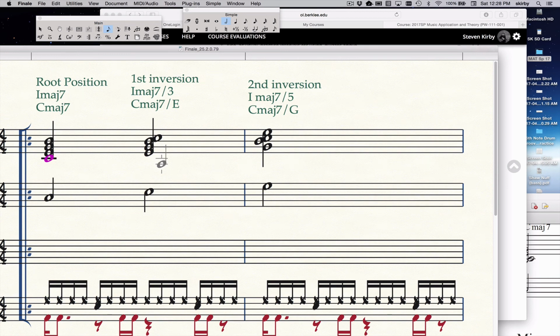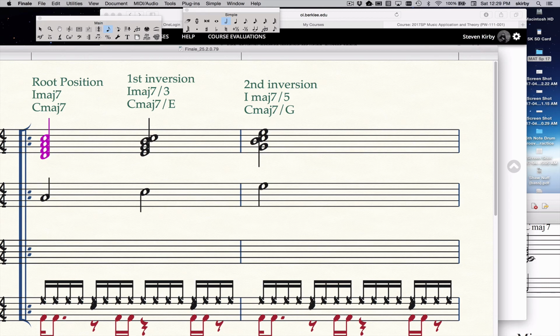Hi, welcome to this video about seventh chords and inversions, how to identify them, build them, and understand them. So we're starting with a root position chord. Root position chords are very easy to spot visually because they have the root in the bottom of the chord, and we can tell that because root position seventh chords have all their notes equally spaced, all on a line, or in the case of a chord that begins on a space, all on a space.